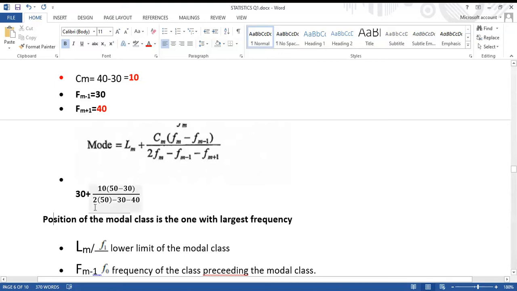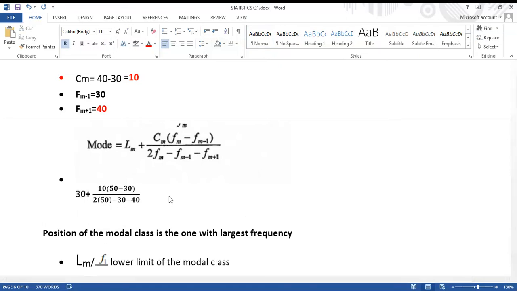All right. So can we get our calculators and solve this? Remember, maths is practical. Can we solve this? Remember, order of operations. Okay, starting with the numerator, 50 minus 30 is 20. 20 times 10, that is 200. And then in our denominator, we have 2 times 50, that is 100. 100 minus 30, that is 70. 70 minus 40, that is 30.